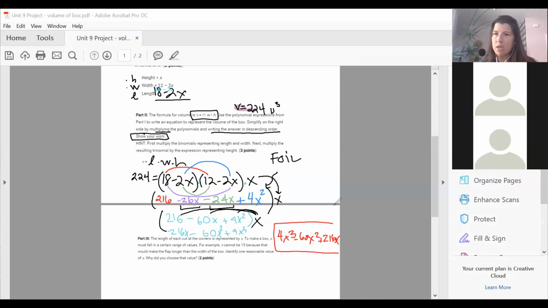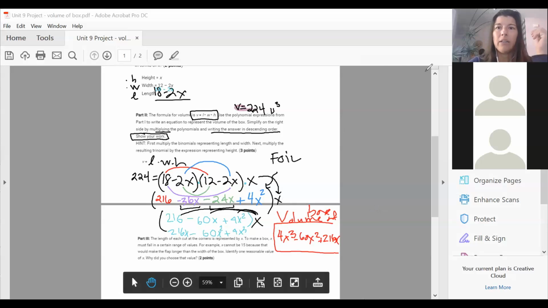I'm going to write that down, make sure we use it. Okay, so reminder, this expression right now is just holding space for the volume of our box. This is representing the volume of our box that has a height of x.